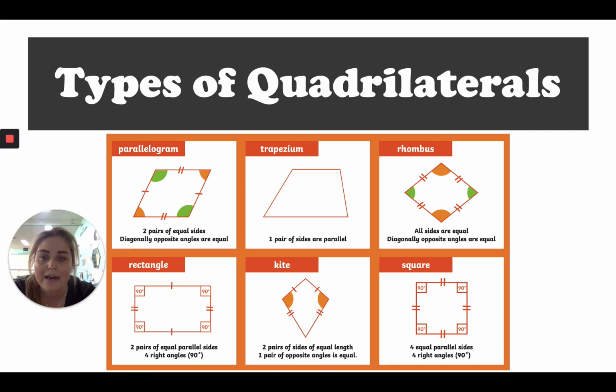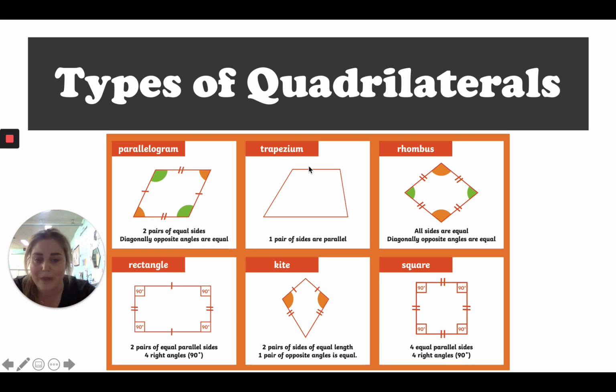We have a parallelogram, and a parallelogram has 2 pairs of equal sides. So for example, that would be like a rectangle. However, a parallelogram is on a slant because the 2 angles that are across from each other are identical, but they're not all the same. Okay, so the 2 sides across from each other are equal, and diagonally across, the angles are equal. We need to remember that, okay?